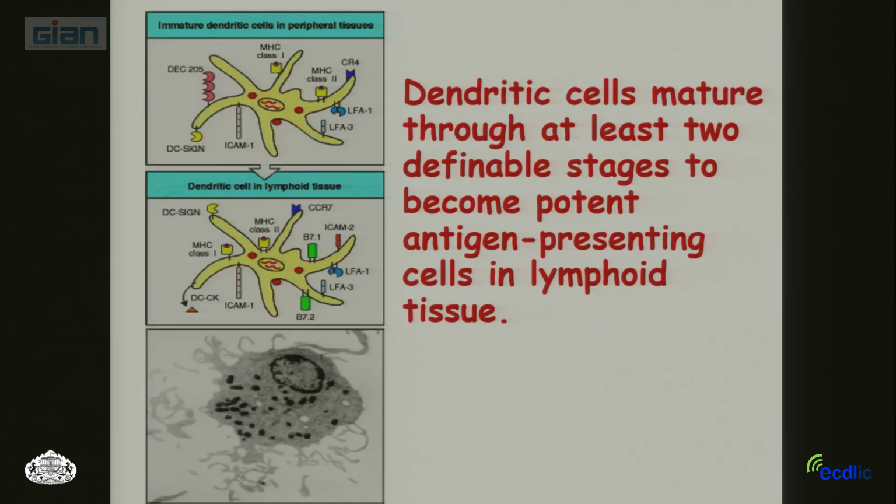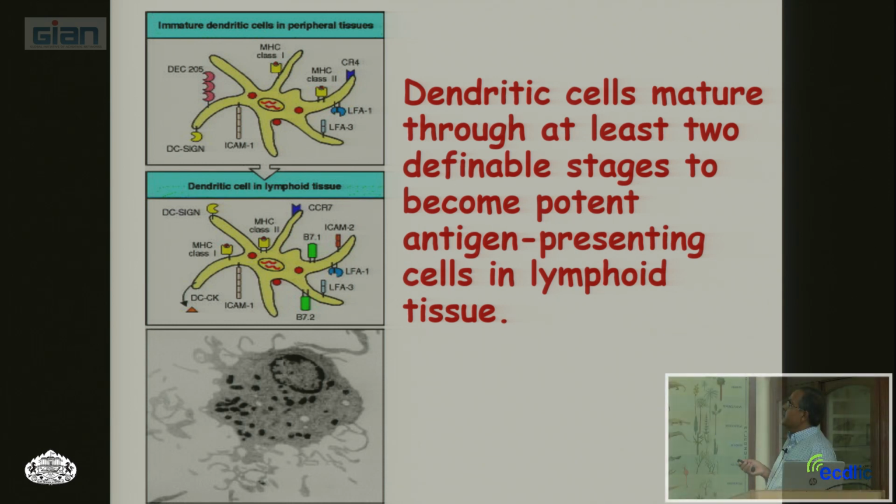So here is a very simple cartoon. You can see immature dendritic cells in peripheral tissue. When these cells are at a basal level, they do express different molecules which are important in terms of taking up the antigen, not so much in presentation. As they go through and try to reach the lymphoid tissue, a few things show up as they mature. One thing definitely is a chemokine receptor, because that's what drives them to the lymph node.